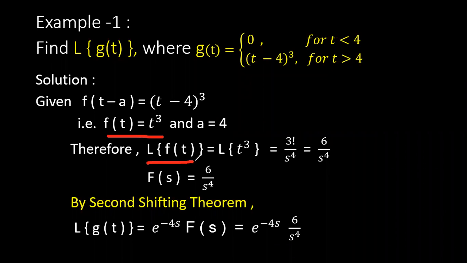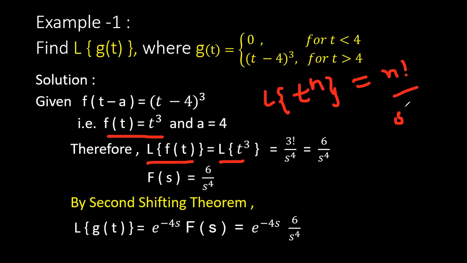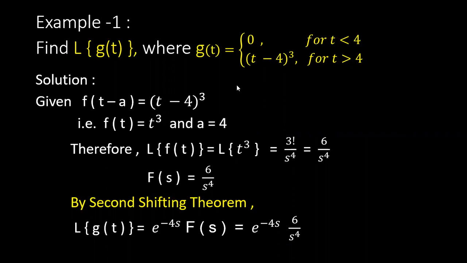What is the Laplace transform of f of t? That is nothing but the Laplace transform of t cube. The t power n formula: Laplace transform of t power n can be written as n factorial by s power n plus 1. Applying the Laplace transform to this f of t function, that can be converted to f of s. So what is the n value here? The n value is 3. So 3 factorial by s power 3 plus 1, that is s power 4. From that you will get the f of s value as 6 by s power 4.